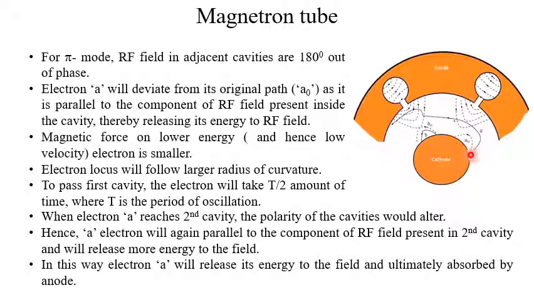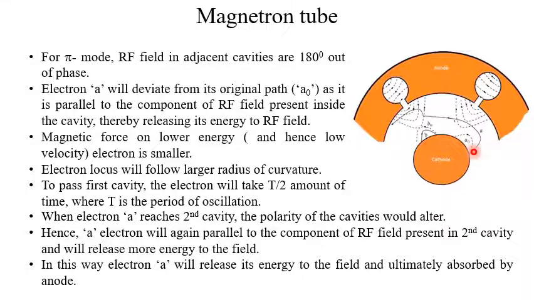Now consider how the interaction takes place. Here we consider an electron named A. Since the magnetic field should be higher than the Hall cutoff condition, the original path of that electron A, in absence of RF field, is this A0. That means it will first move towards the anode and then come back to the cathode again. This was the original locus of the A electron.